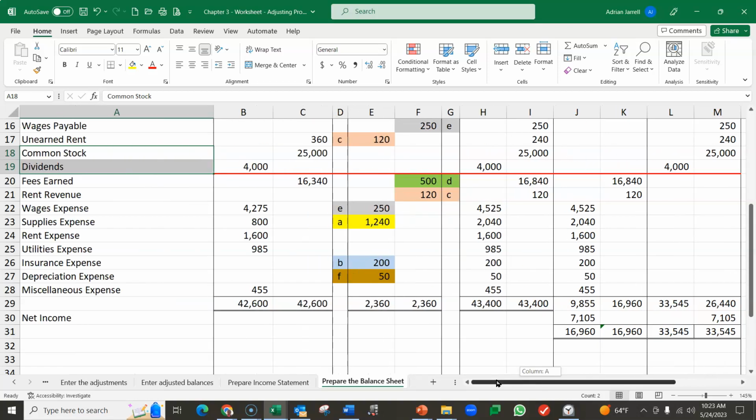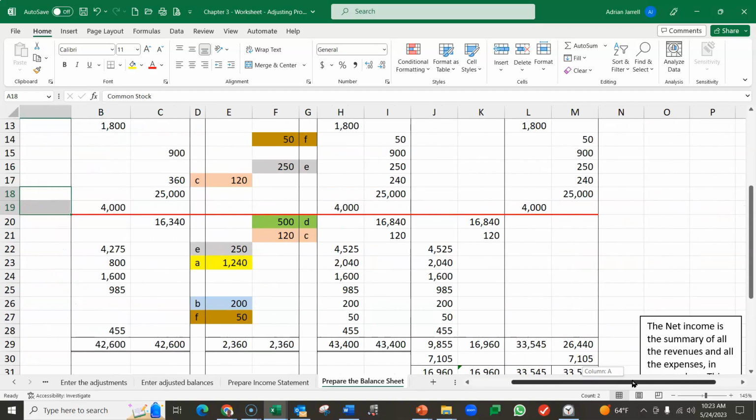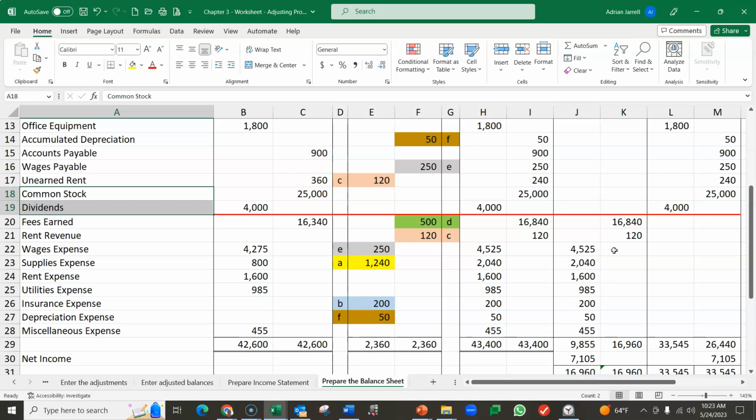This is such a great tool. The closing entries you can make from this sheet right here. You're going to debit revenues, each one. You debit fees earned, debit rent revenue for their amounts. We're going to credit income summary for the total, $16,690.